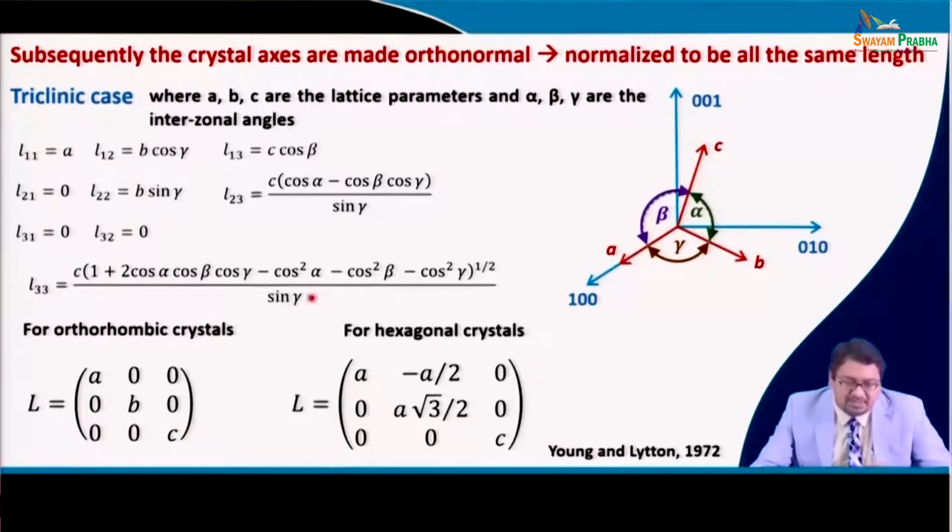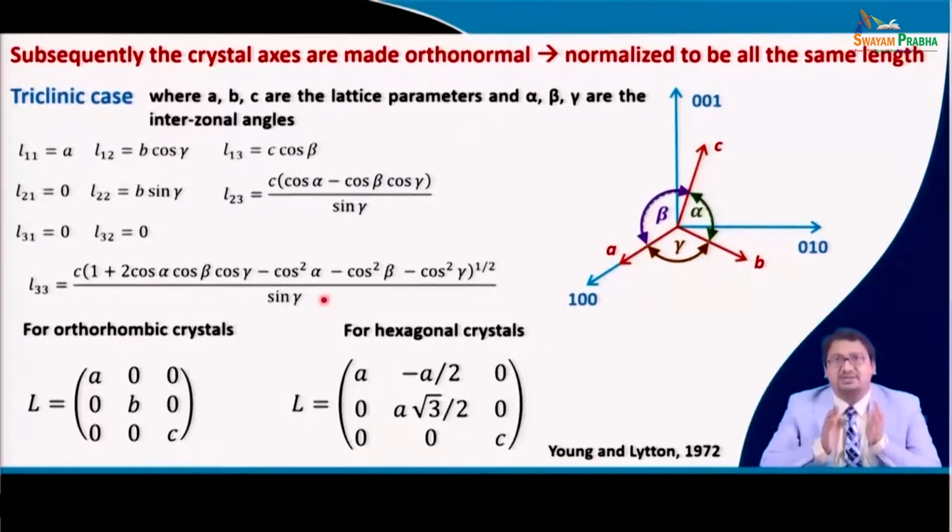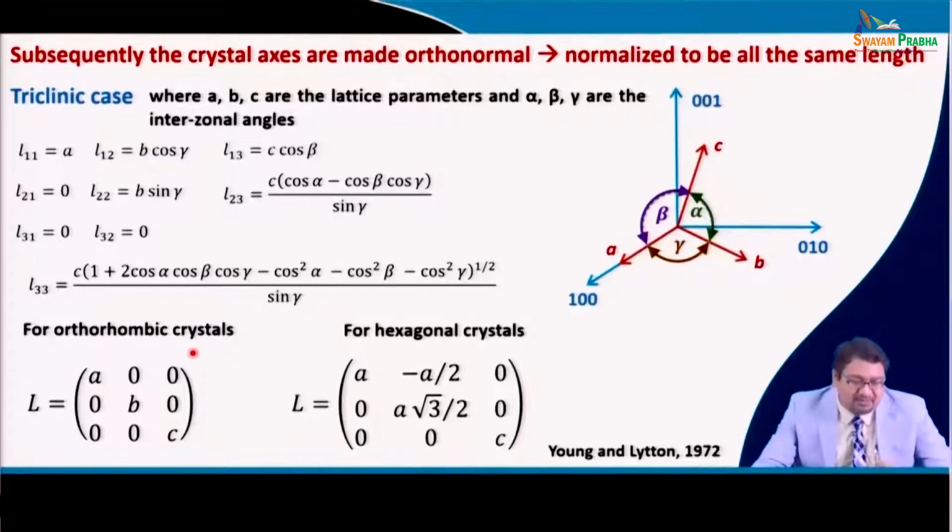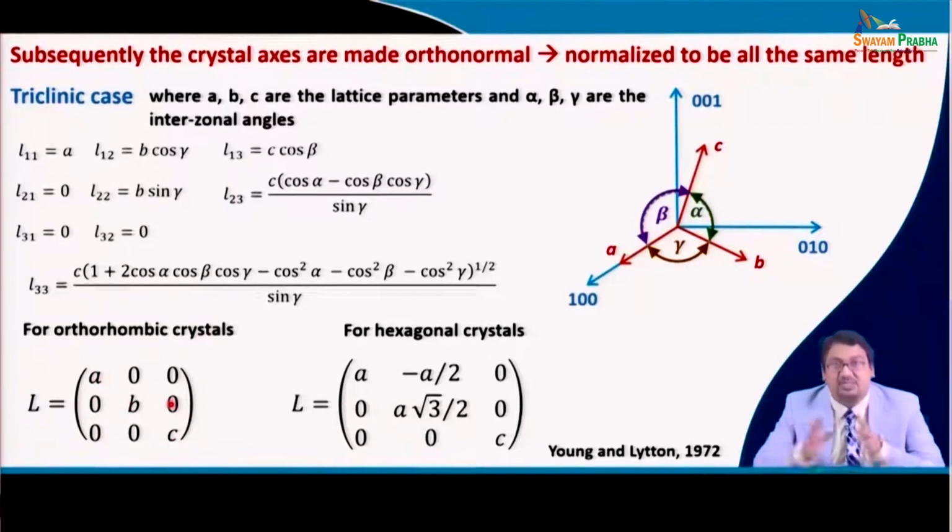So, you see that using this matrix containing these 9 variables L11, L12, L13 to L33, we can obtain that for orthorhombic crystals the L is equal to A, B and C in the diagonals, and the rest are all 0, because in orthorhombic crystals A is not equal to B, is not equal to C, and alpha, beta and gamma are 90 degrees.